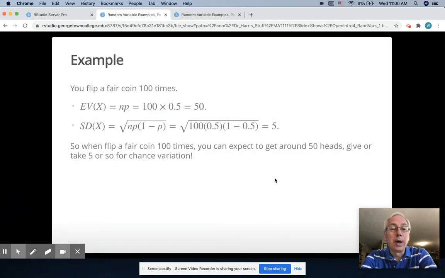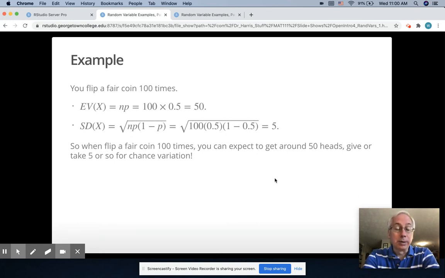If we flip a fair coin 100 times, that was the situation where n was 100 and p was 0.5, then the expected number of heads is 100 times 0.5 or 50. And that makes a whole lot of intuitive sense, I think. If you flip a coin 100 times, you would expect half of them to be heads and half of them to be tails. And so half of 100 is indeed 50.